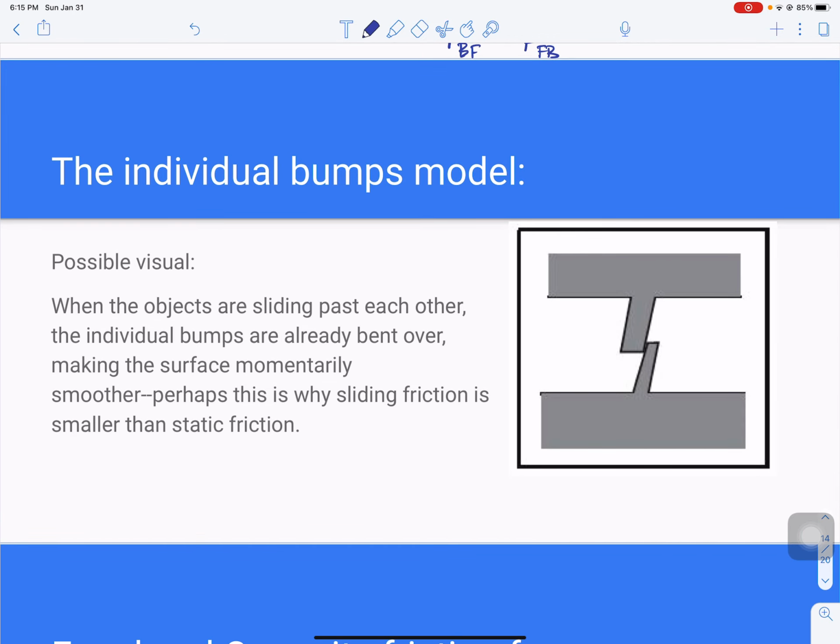When they are moving, we know that they're already bent like this. So this is when they're moving. And so I think that some of the energy, they're already bent. And so it's like I'm smoothing the surface out. And so perhaps this is why the sliding friction is smaller. They're already bent when they're moving because they're bending as they're moving past each other. And so that might be one reason why kinetic friction is less than static friction: I don't have to add energy to actually get the bristles or the bumps to bend.